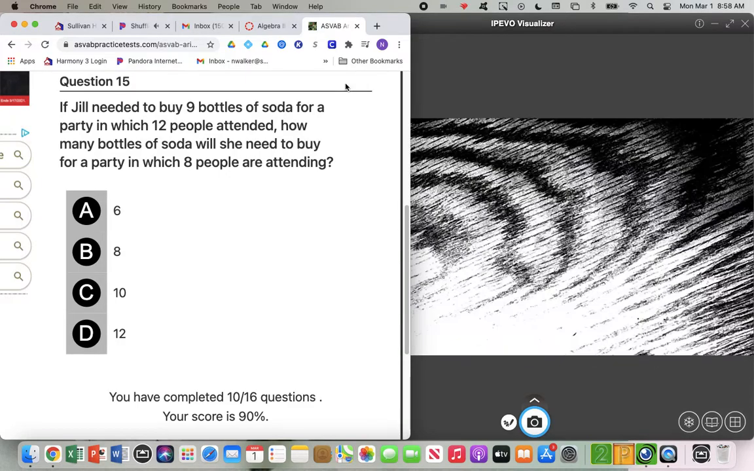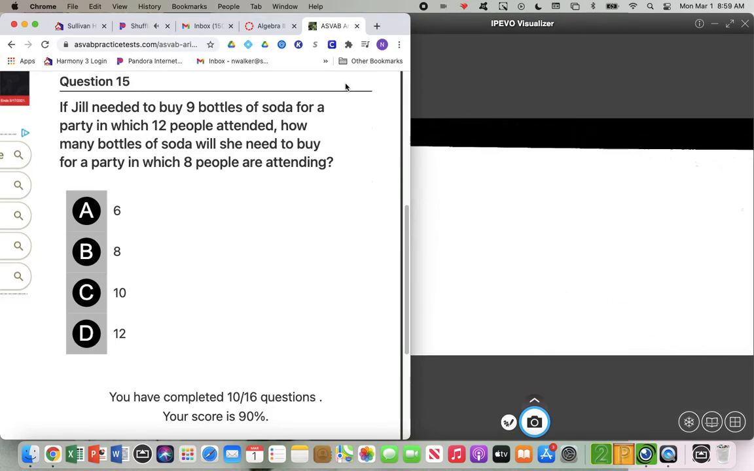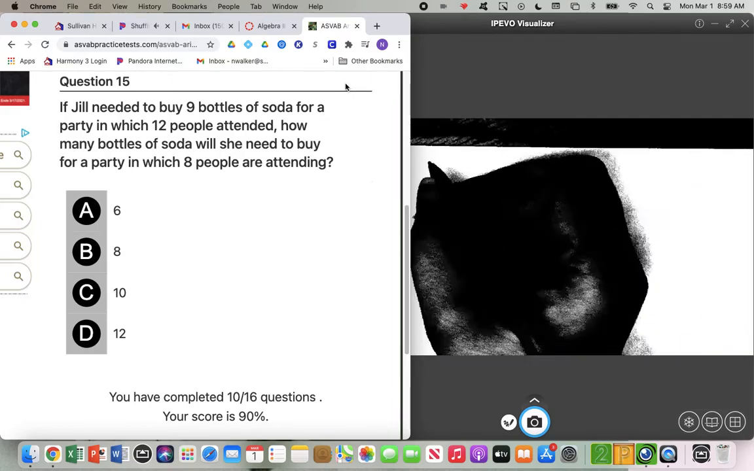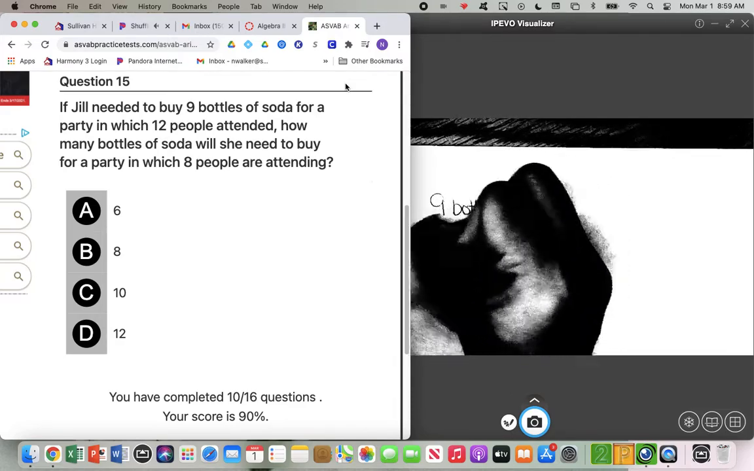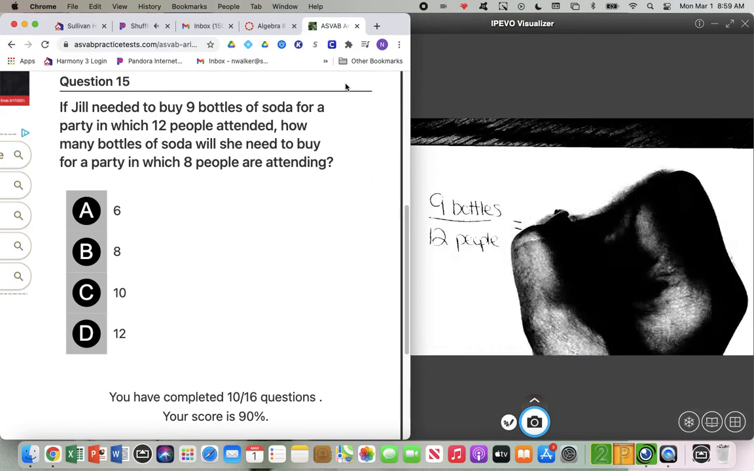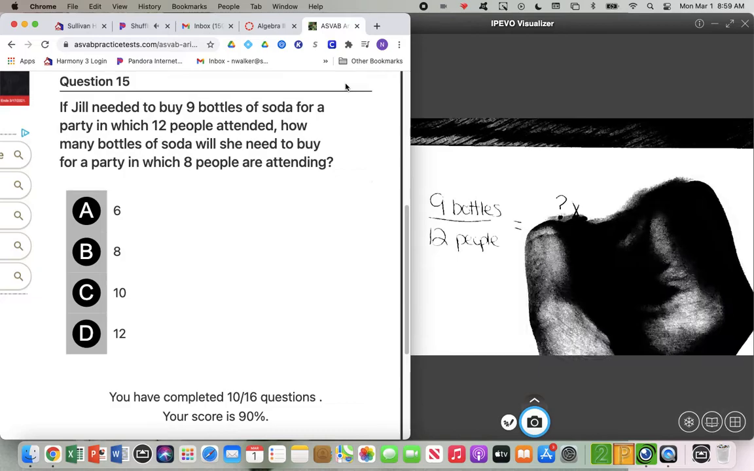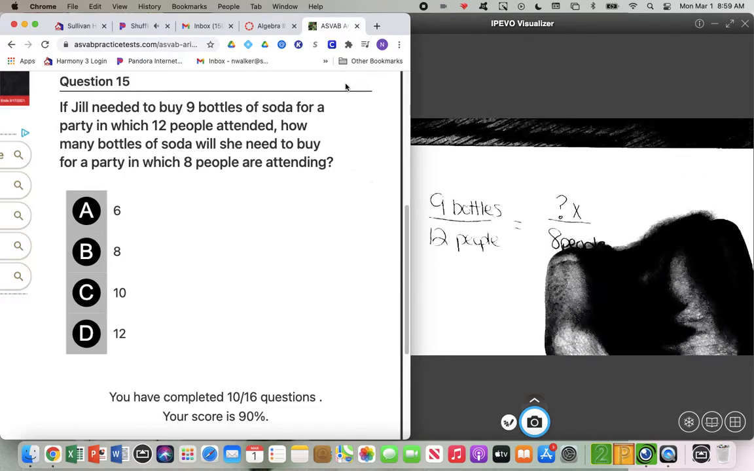All right, so this next question, it says, Jill needs to buy 9 bottles of soda for a party which 12 people attend. How many bottles would she need to buy where 8 people are attending? This is a middle school thing. 9 bottles for 12 people, and I want to know how many bottles for 8 people. So we're going to solve this.